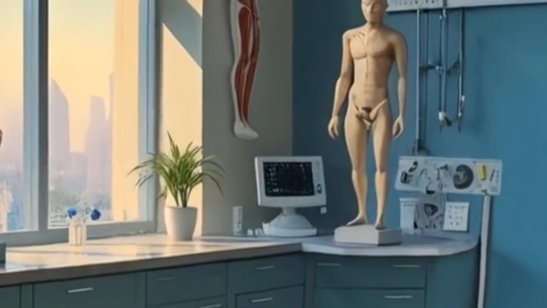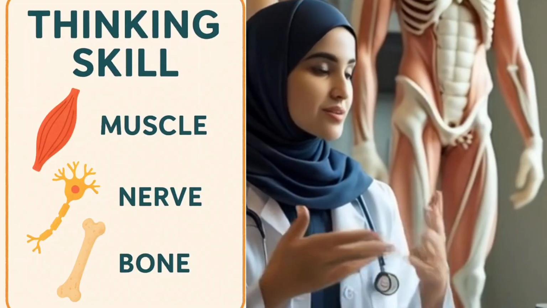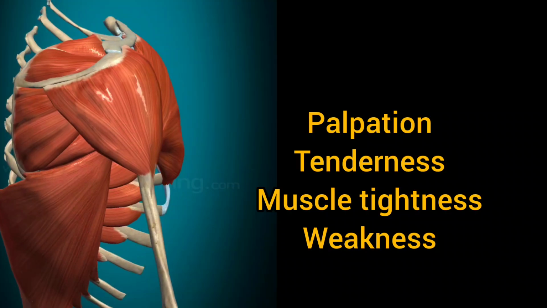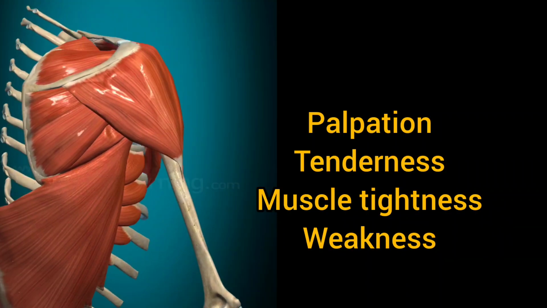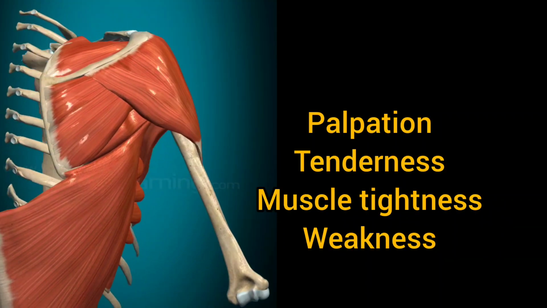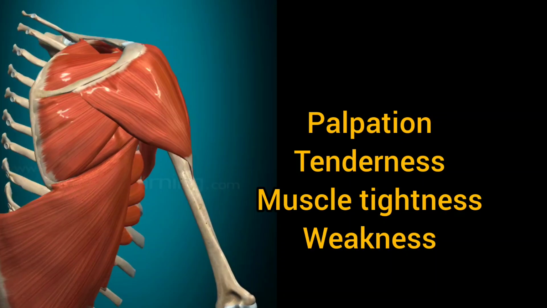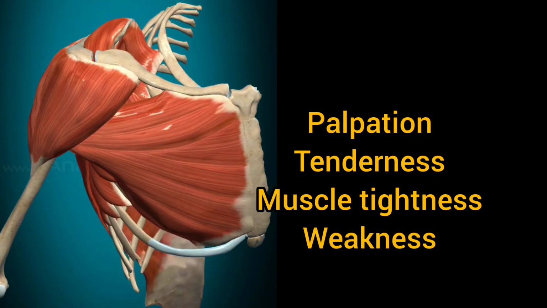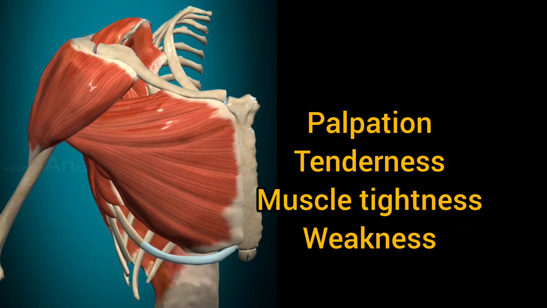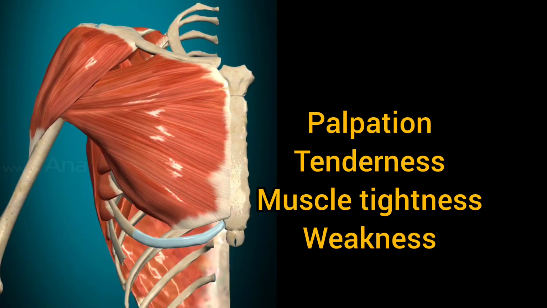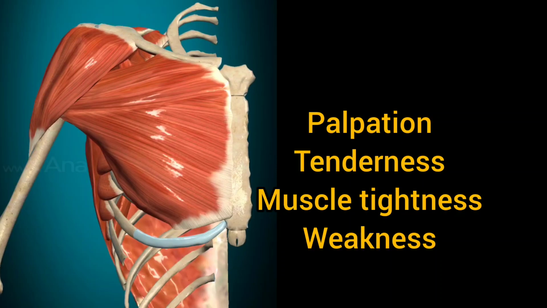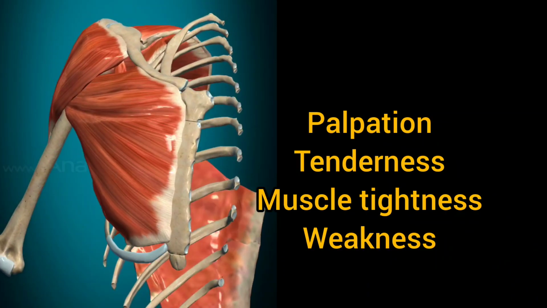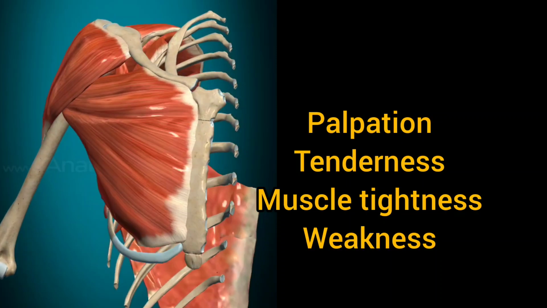We divide our approach into three parts: muscle, nerve, and bone. For the muscular aspect, we identify which muscle is tender, which muscle is tight, and which muscle is weak. For that, we have to reach a proper diagnosis through proper evaluation. So you should not miss these things while assessing the shoulder.